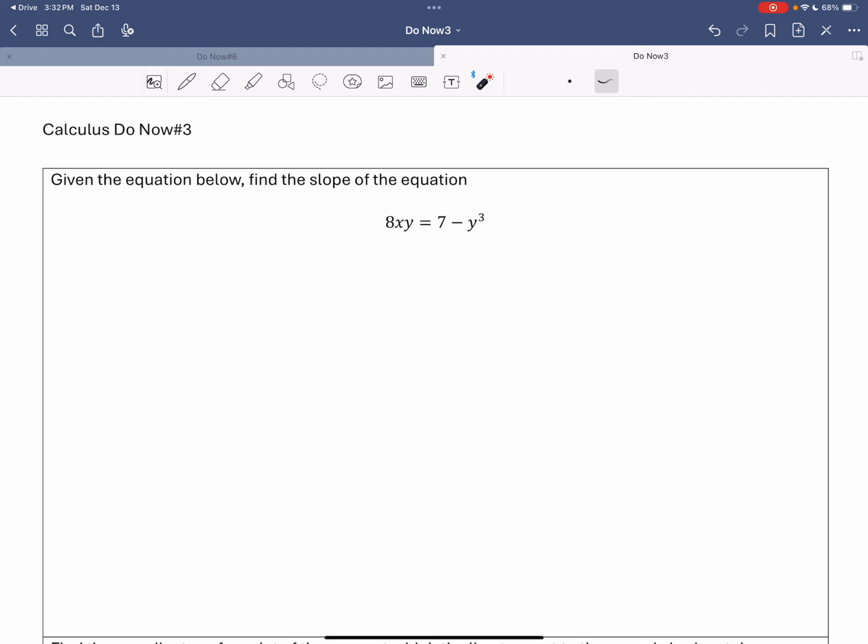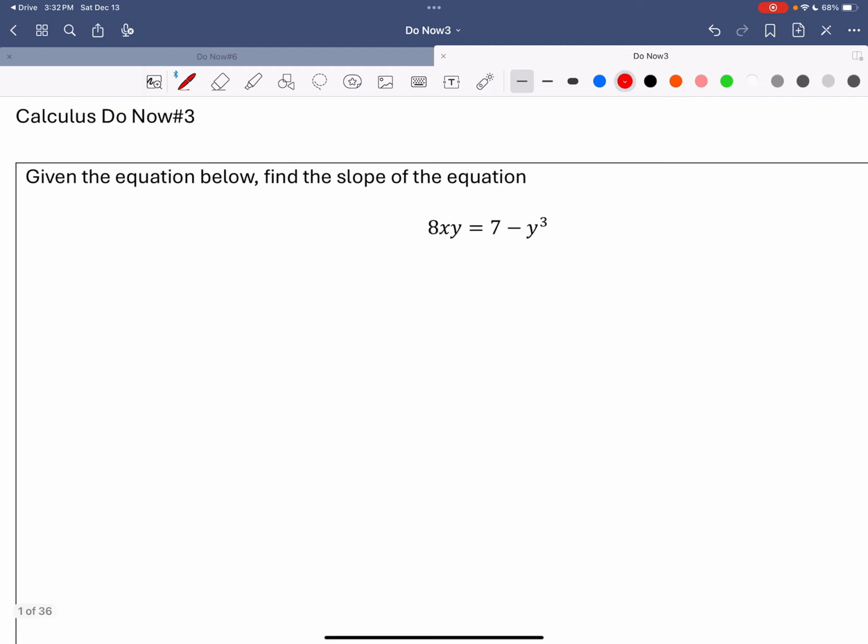Given the equation below, find the slope of the equation. Obviously on the test, they may ask you differently, okay? And this question, I want every single one of you to get it right because it's very simple. Again, slope of the line is the same thing as the derivative. So you're going to take a derivative of this.